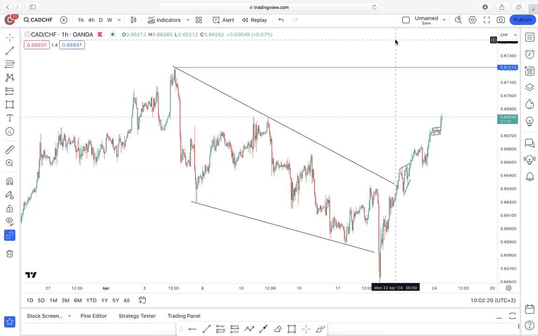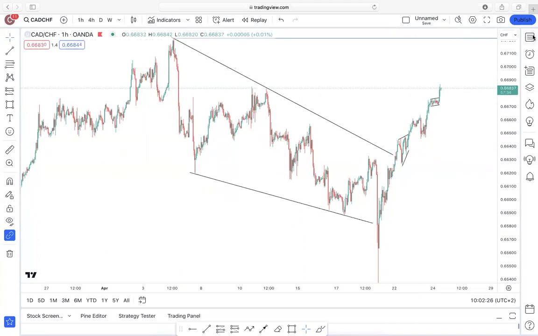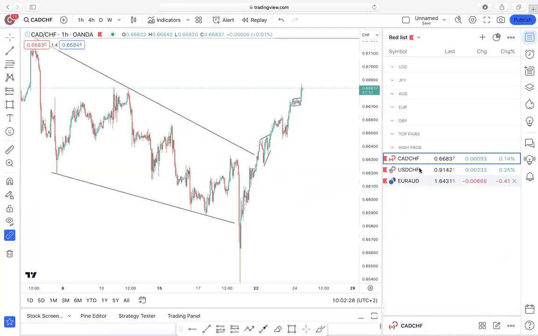Now, guys, in this session, I'm going to be updating you on the pairs that we've been analyzing since Monday. But, guys, I did make a few changes on my watch list. As you can see, the watch list is a bit different compared to Monday.